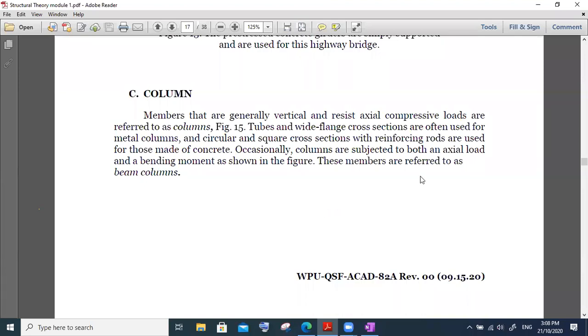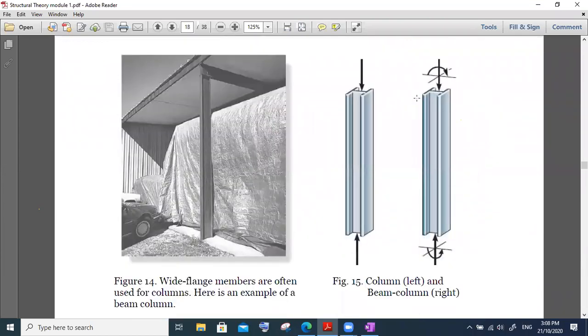So these members, if the column is subjected to both the axial load and the bending moment, are referred to as beam columns. Ano pinagkaiba nun? Pag pure axial yung loading natin, pure axial, then that is a column. But if we have a moment and an axial load, that is referred to as a beam column. So in this figure, we can see a wide flange member, which is often used as column. So this is an example of a beam column.